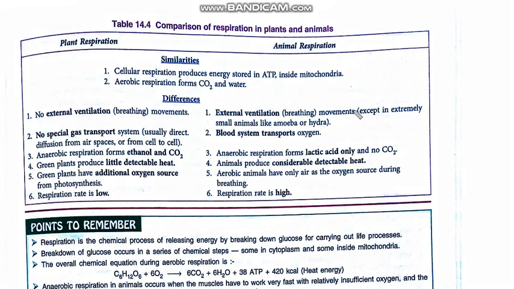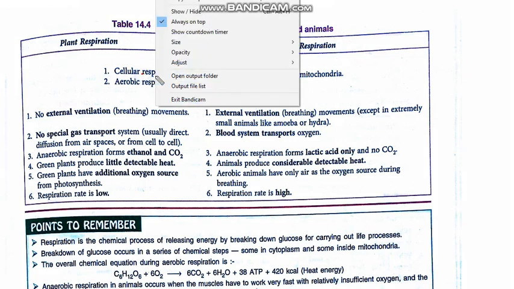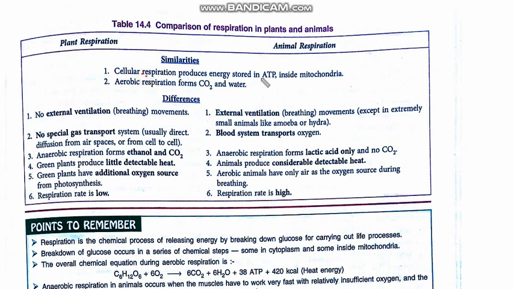The last portion of this chapter is the similarities and differences between plant respiration and animal respiration. So what are the similarities? That cellular respiration produces energy, stored in ATP inside the mitochondria. This is similar in both. Anaerobic respiration forms CO2 and water.